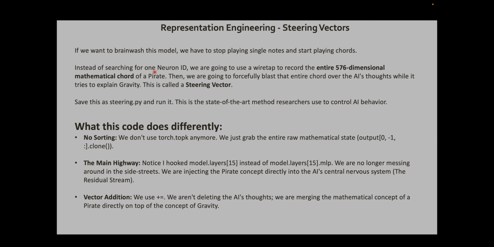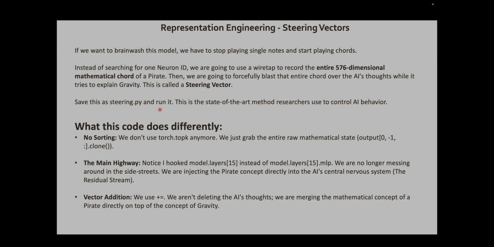So instead of searching for one neuron ID, we are going to use wiretap to record the entire 576 dimensional mathematical chord of Pirate. So all the dimensions in that layer, right? So there are a total of 576 dimensions. So we are going to forcefully blast the entire chord over the AI's thoughts while it tries to explain gravity. This is called a steering vector.